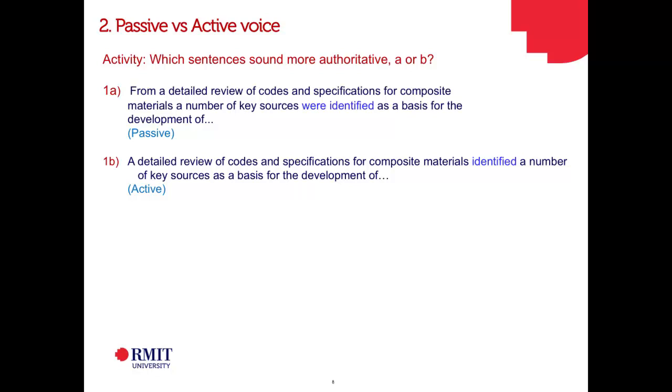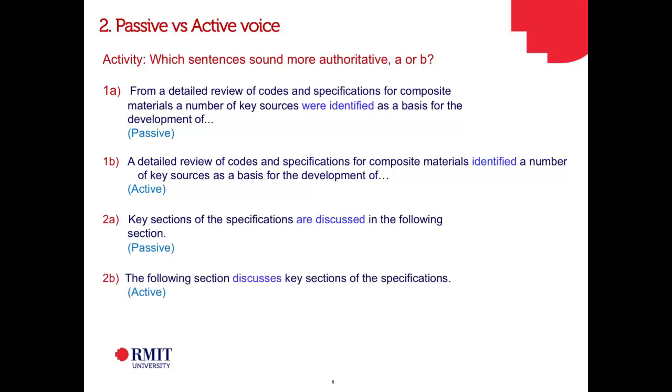Now look at sentences 2A and 2B. In these examples, I like 2B the best again because it gets to the issue much more quickly. Now it's interesting that we can have a section that discusses. A section can't really discuss, it's usually the writer. But in academic writing, research becomes like an active agent. Sections, theses, all of the papers, they all become active agents. They can discuss, they can reveal.